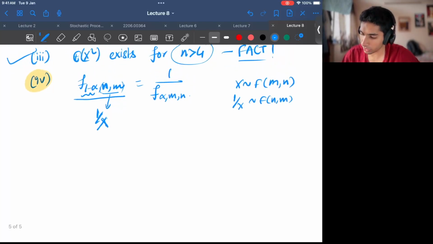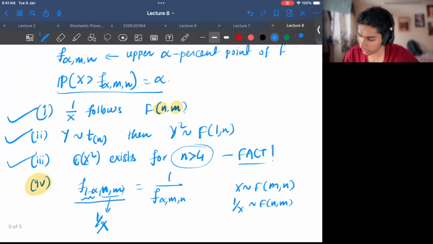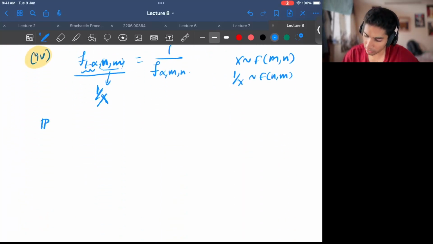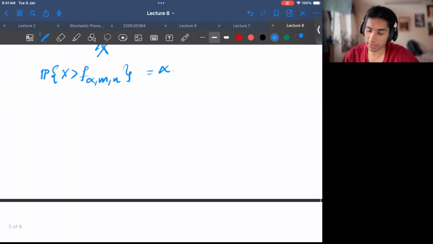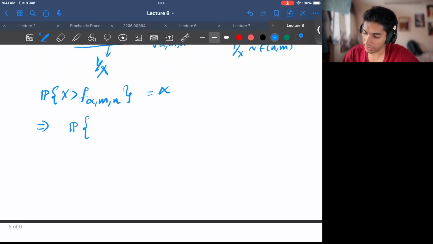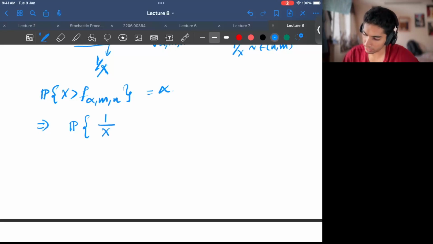First of all, from what is given to us, the probability of x greater than f of alpha m n is given to us to be alpha. If that is the case, then that implies the probability of, we need to look at 1 by x, so we will just take the inverse on both sides, 1 by x less than 1 over f of alpha m n, this thing is equal to alpha.